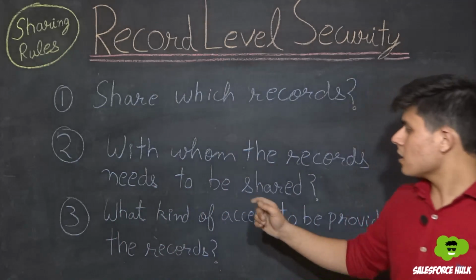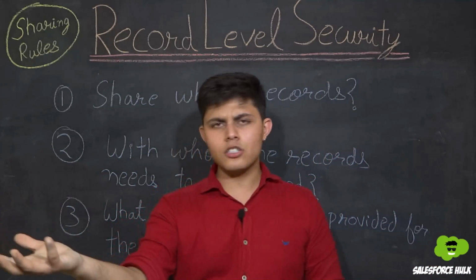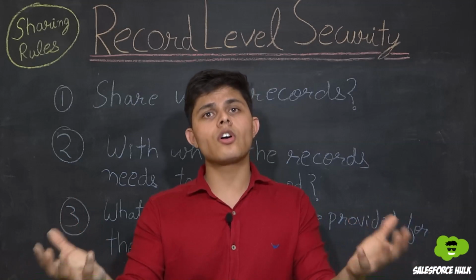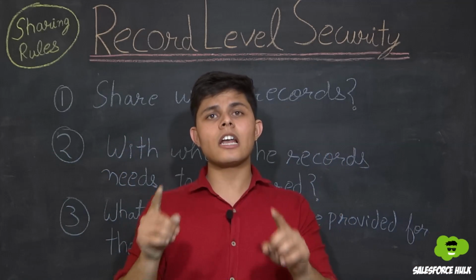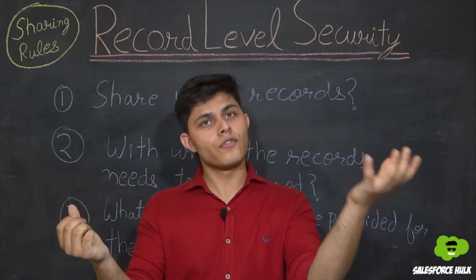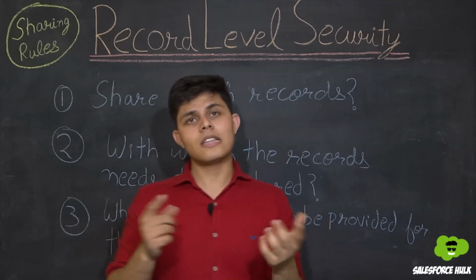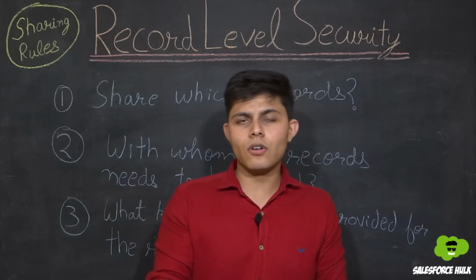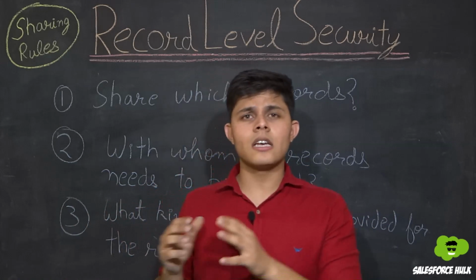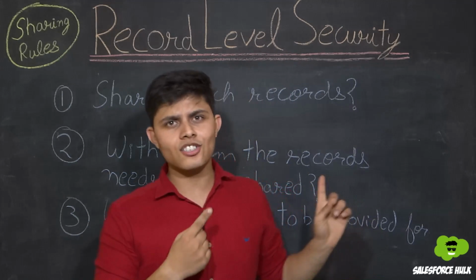And then comes the third question: what kind of access is to be provided for the records? You have identified which records need to be shared, and to whom you want to share them. Now you need to identify what level of access you want to provide to these users. You want them to view the records only, or to view and edit the records as well. So you'll set it as public read only or public read write, whatever the access level is. And once you're done with this, then you can create a sharing rule. Now let us go and create a sharing rule.